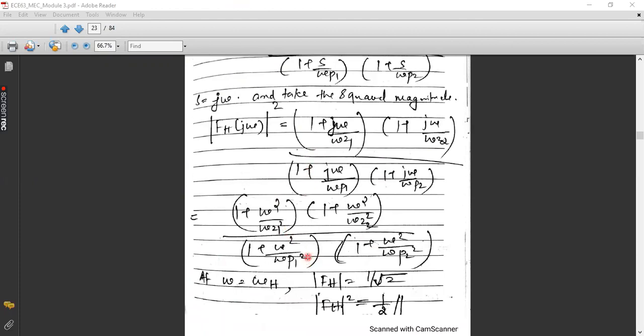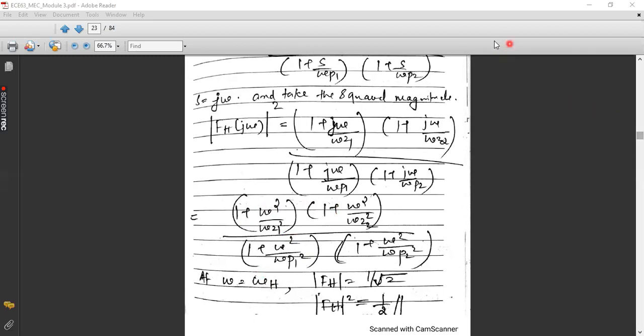So now what we will do is put omega equal to omega h. Why am I putting omega equal to omega h? Because I am interested to find the cutoff frequency. My objective of this analysis is to find the equation for the cutoff frequency of a given amplifier circuit. So in place of omega, I will put omega h, where omega h is nothing but your cutoff frequency. And you know that whenever I put my frequency at omega h, the magnitude of the high frequency gain function will be 1 by root 2.